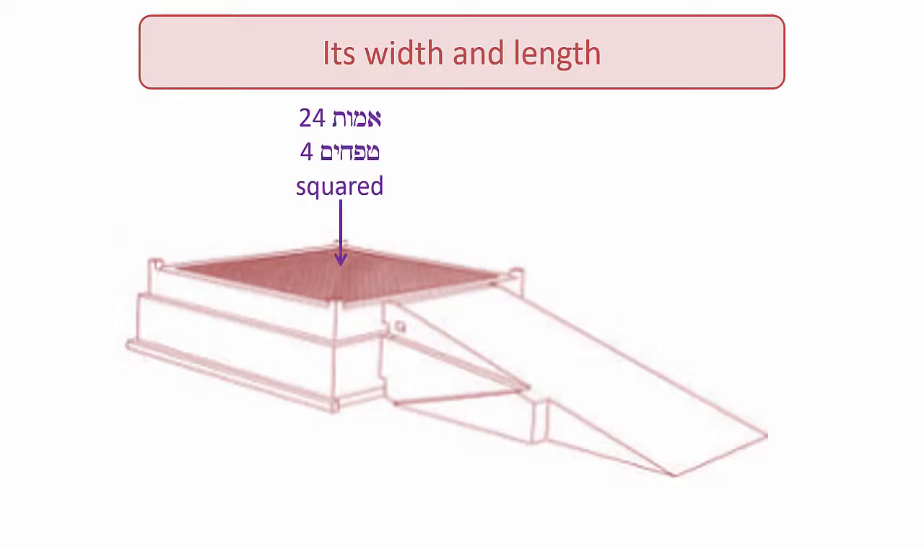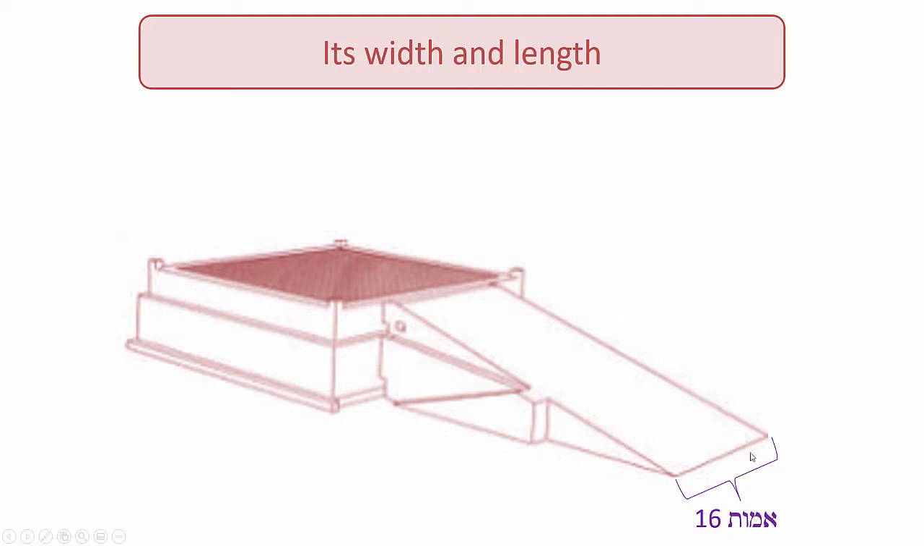It was actually 24 amas and 4 tfachim, because like we said, these amas were only amas of 5 tfachim, so we can't take off the full 6 tfachim. So we have to add 1 tefach for here, 1 tefach for here. That means 2 tfachim on each side. So it comes out that it's 24 amos and 4 tfachim squared, which is around 39 feet by 39 feet. Now regarding the ramp, the width of the ramp was 16 amos, which is around 25 feet. And like we learned previously, it was 32 amos in its length.